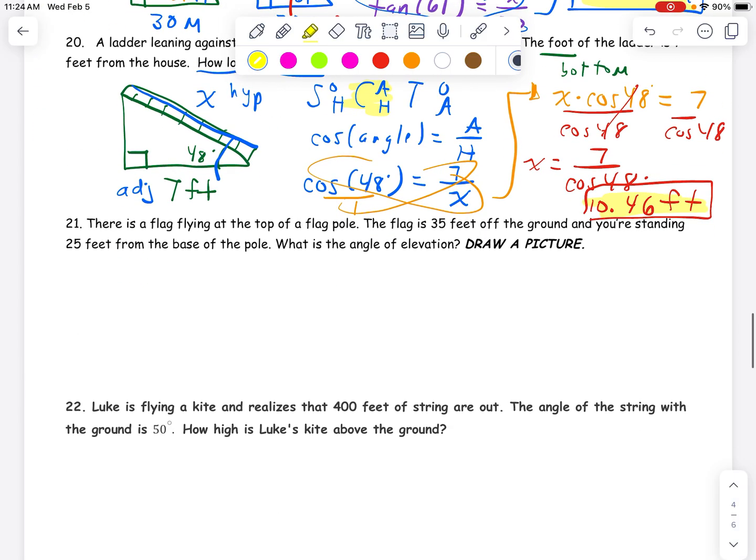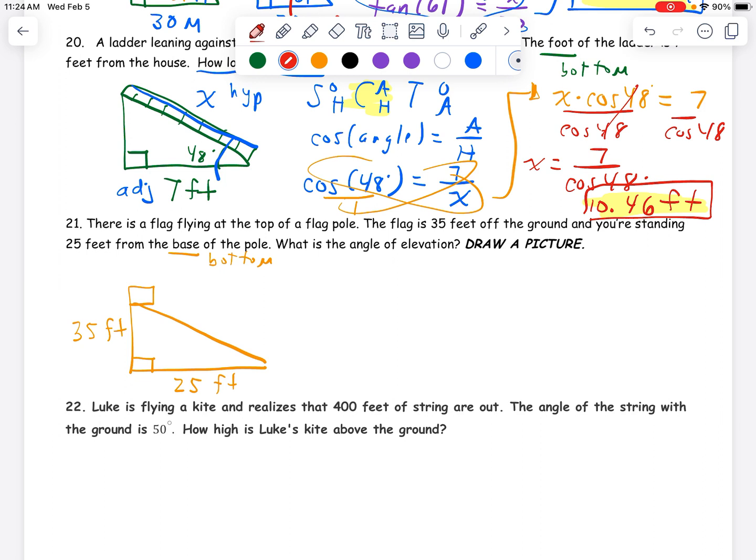Number 21. There is a flag flying at the top of a flagpole. The flag is 35 feet off the ground, and you're standing 25 feet from the base of the pole. Again, base is another word for the bottom of the pole. What is the angle of elevation?